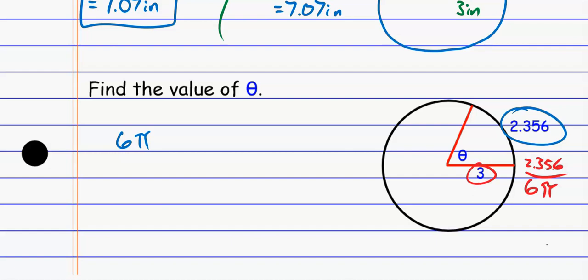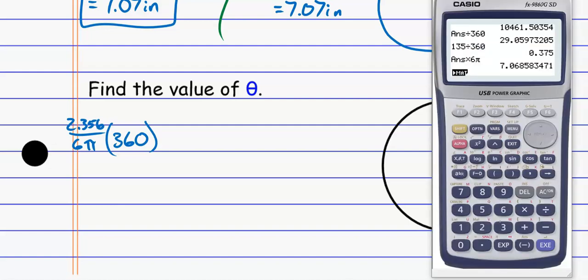So kind of working backwards here, I want a fraction of the entire degree measurement this time. And the fraction that I want, see, the entire degree measurement is 360. And the fraction of that I want is the 2.356 over 6 pi. Okay, so I'm still doing the same thing, but now I'm doing it in reverse. Now the lengths are giving me the fraction, and I want to find a fraction of the entire degree measurement. Okay, and so again, the calculator does the work for us on this one.